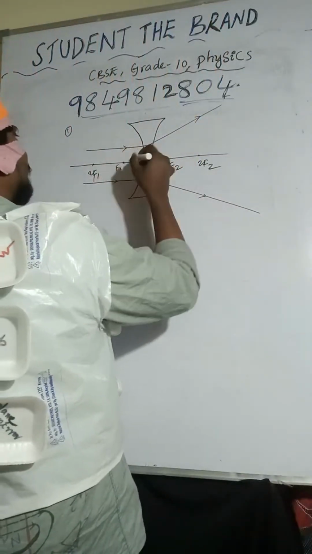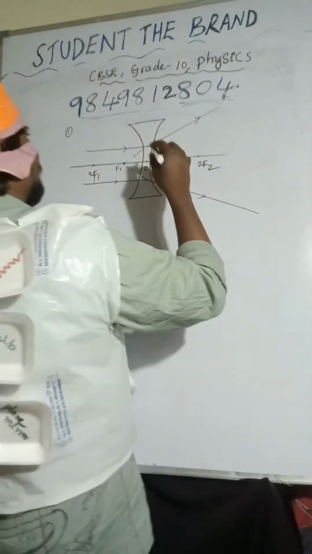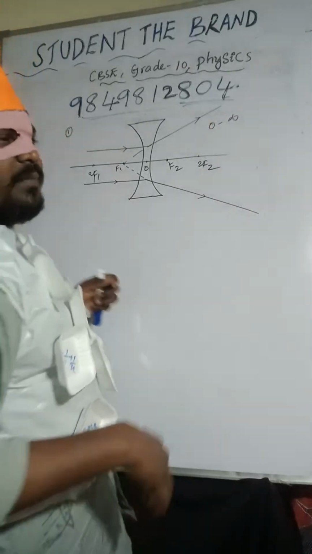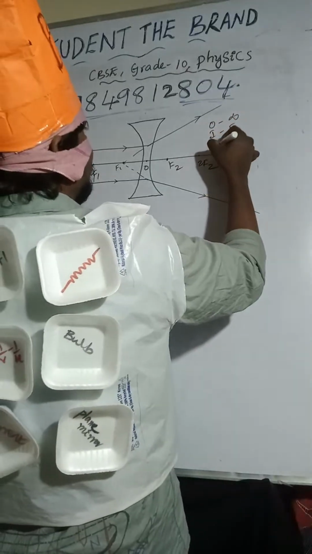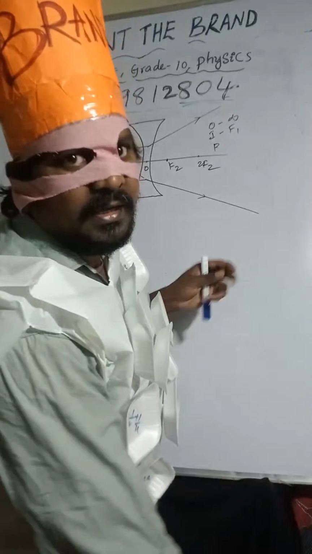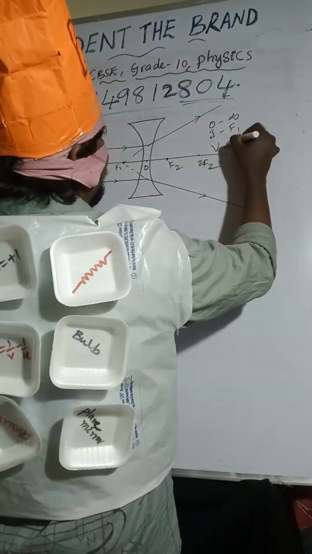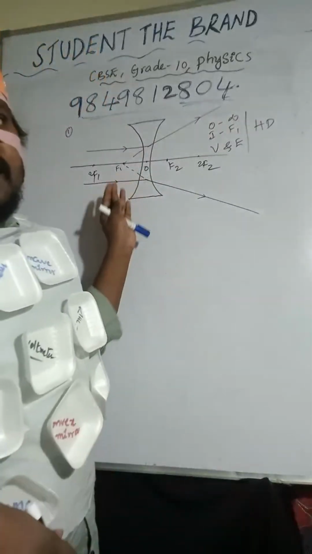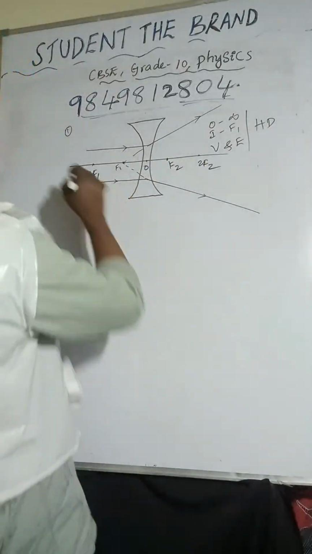F1. Object is placed at infinity. Image is forming at F1. Nature of the image is virtual erect actually. So in this case we'll get virtual erect and diminished, highly diminished because point size image is forming at focus. And the next one, so I'll discuss second one.